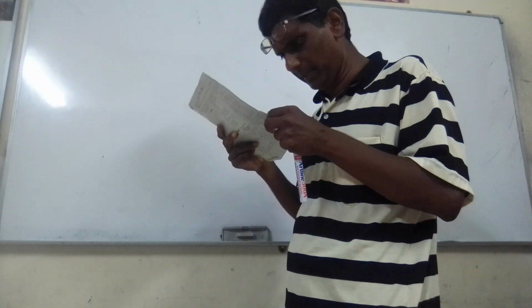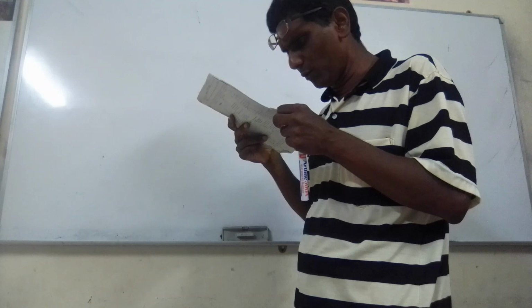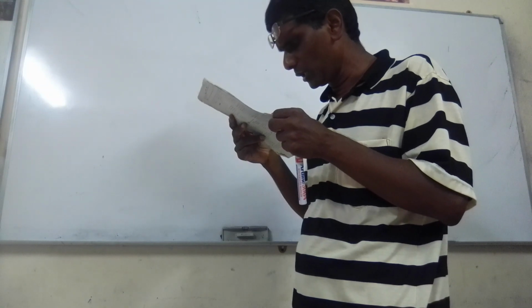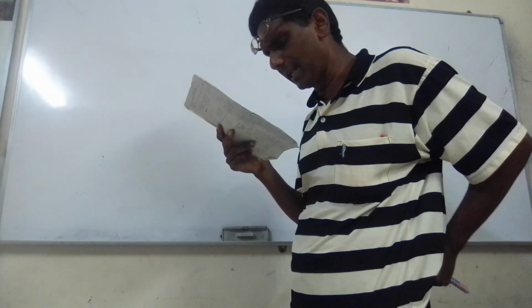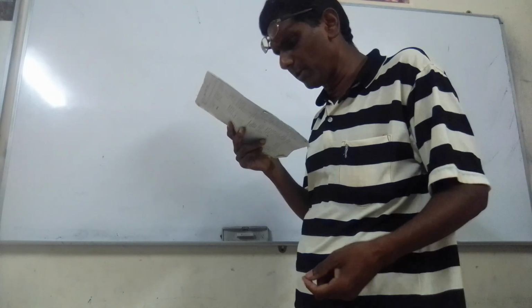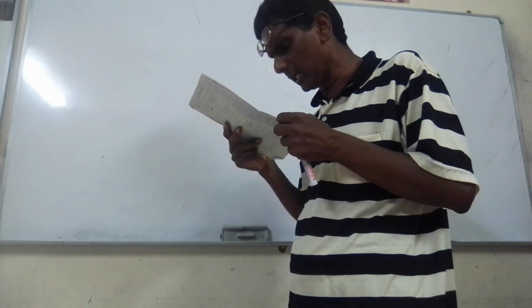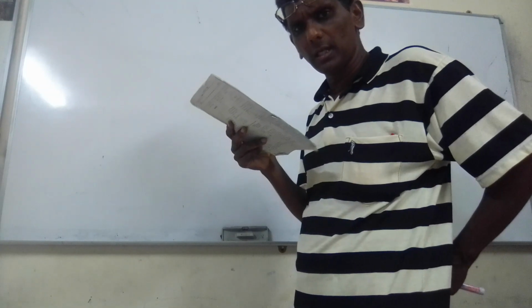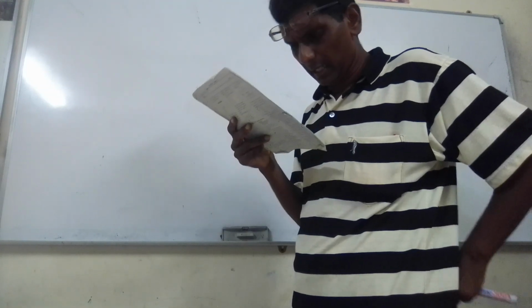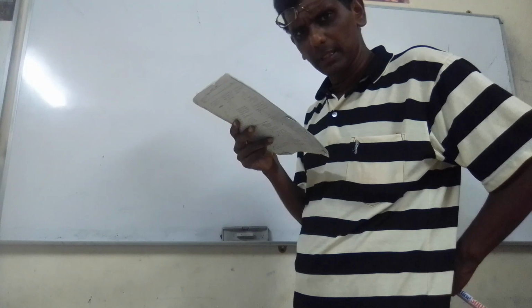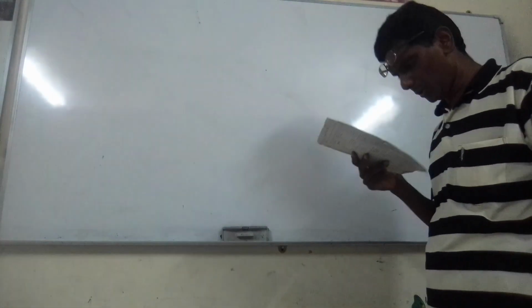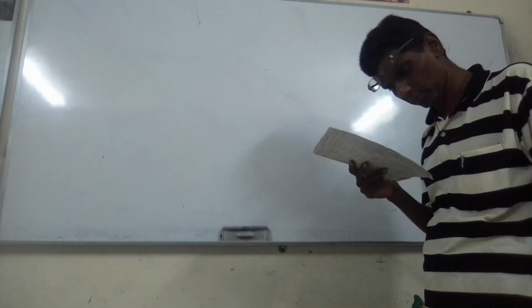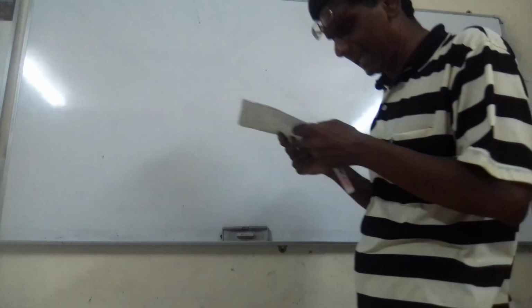Question number B. A 10 ohm resistor and 5 ohm resistors are connected in such a way that the total resistance is less than 5 ohm, more than 10 ohm, and less than 20 ohm. Draw a diagram for each arrangement of the circuit and calculate the total resistance. So, less than 5 ohm.